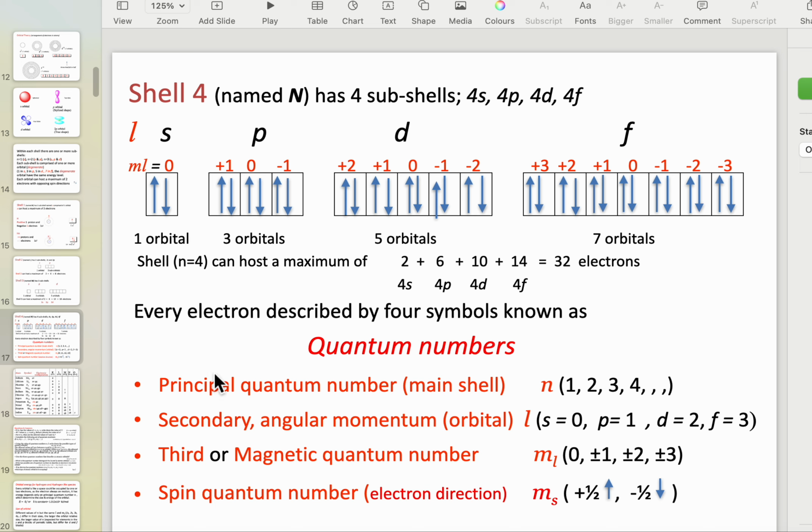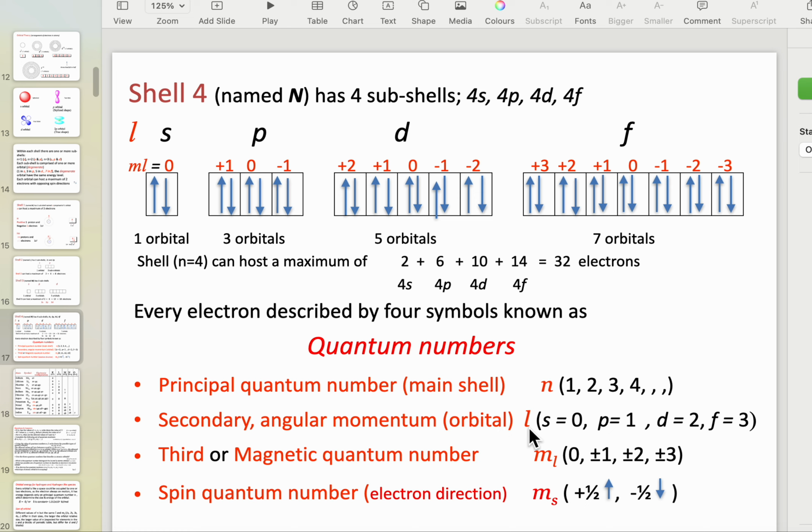Every electron is described by 4 symbols known as quantum numbers. So here now we can talk about the quantum numbers. The first quantum number is the principal quantum number, which is the main shell. The principal one is N. N starts with 1, so N equals 1, N equals 2, 3, 4, and so on. The secondary quantum number is the angular momentum of the orbital, which is L.